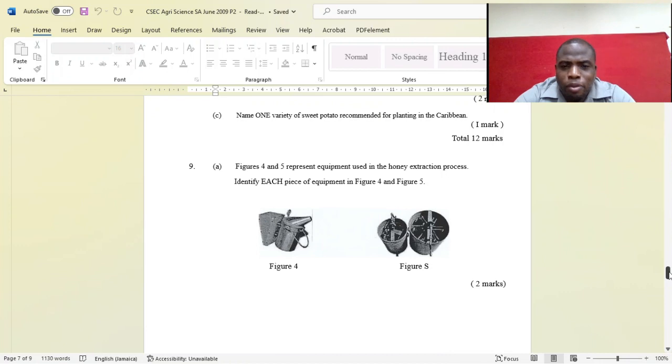Figures 4 and 5 represent equipment used in the honey extraction process. We know we get our honey from the honeybee, scientific name Apis mellifera. On figure 4, we have the smoker. Now, the smoker is used to mask the pheromone produced by the female, the queen. And this helps to keep the hive calm.